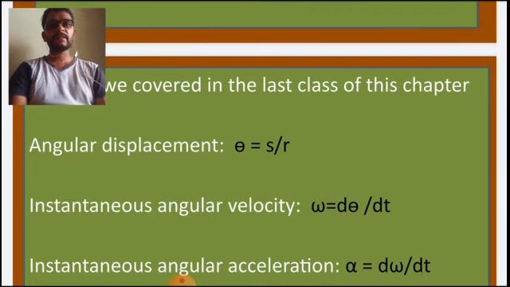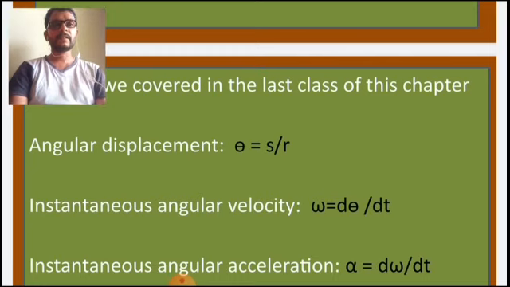And the next one is instantaneous angular velocity, that is represented by omega. It is nothing but rate of change of angular displacement. It is just like linear velocity, rate of change of displacement is called velocity, but here it is angular velocity. It can be defined as rate of change of angular displacement. Okay. So, this one also I have covered already.